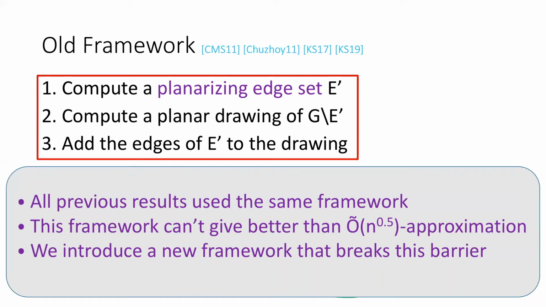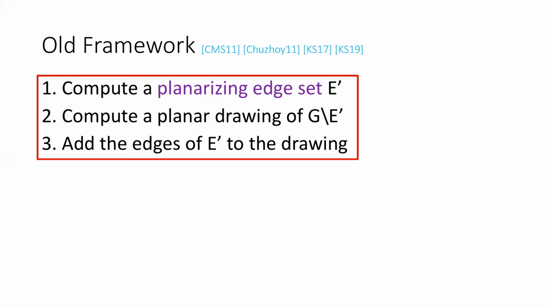And also, this framework is indeed the standard heuristic that is really used in practice. However, there's a barrier in the framework, so that the best approximation it may possibly lead to is square root of n approximation. And as we will show later, we propose a new framework that overcomes this barrier. So how did previous work use this framework to get algorithms? Let's look into these 3 steps in more detail.